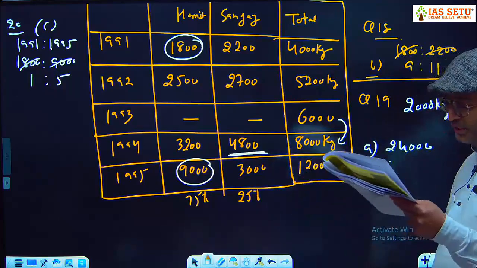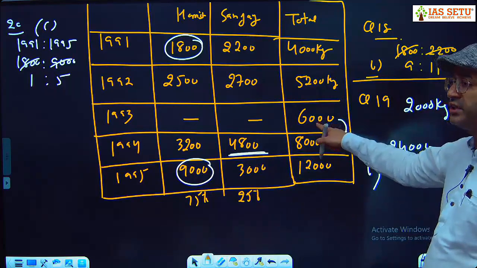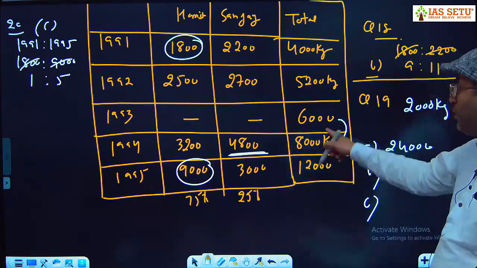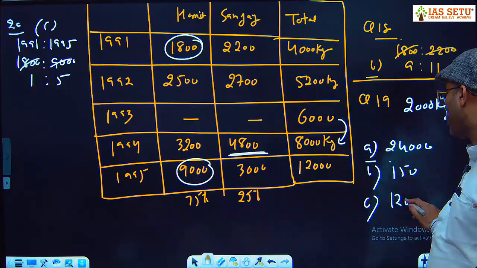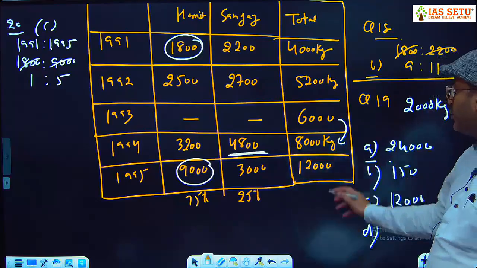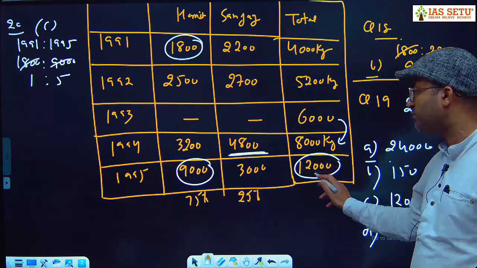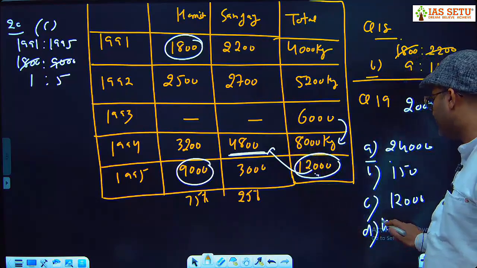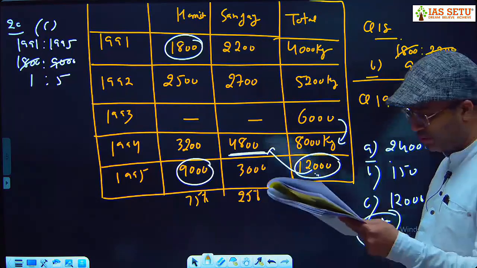Answer option B, 1/4 of the 1993 production. Is it 1500? No. Answer option C, twice of this. Is it 12,000? No. A wrong, B wrong, C wrong, D. What is D? 40% of production in 1995. What is 40% of 12,000? 4800. Perfect. So D is the correct answer for question number 21.